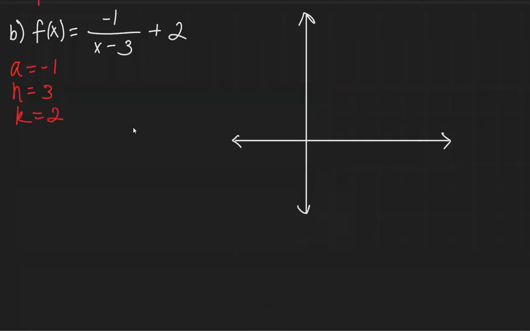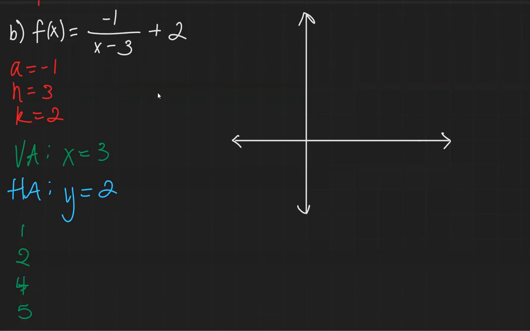So we know two pieces of information right off the bat. We know our vertical asymptote is x equals 3, and our horizontal asymptote is y equals 2. Then let's find some points around the vertical asymptote. We'll use 1, 2, skipping 3, 4, and 5. This one might take a little more work, so let's do those.